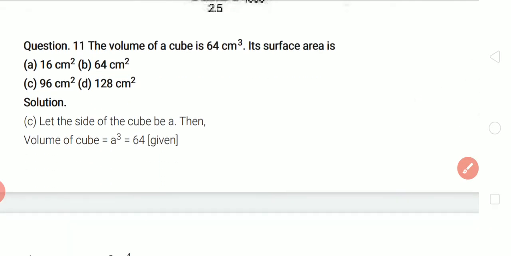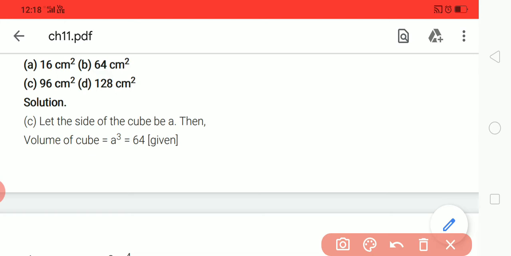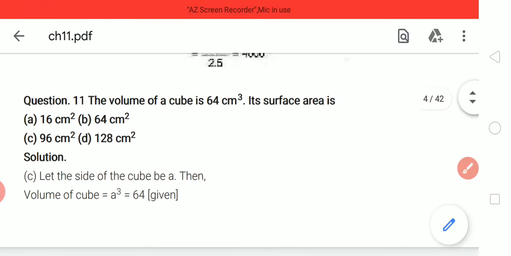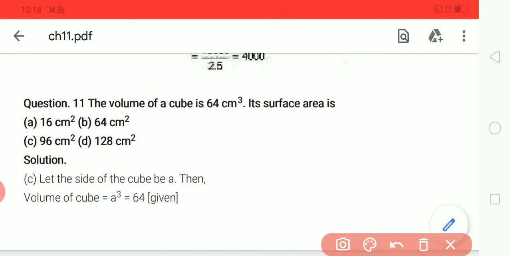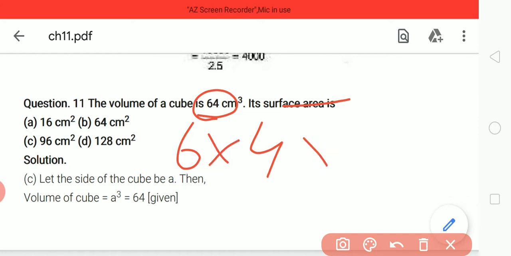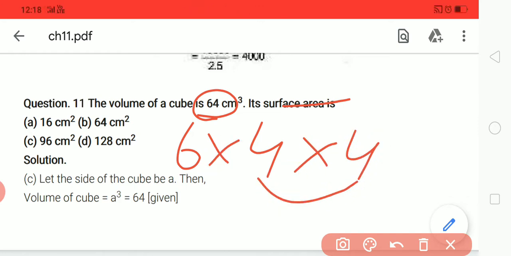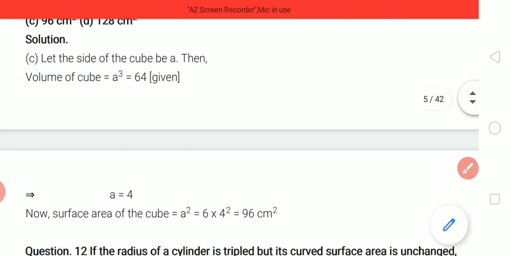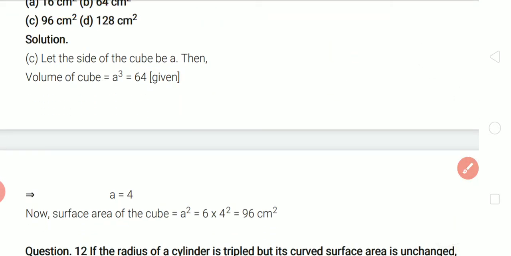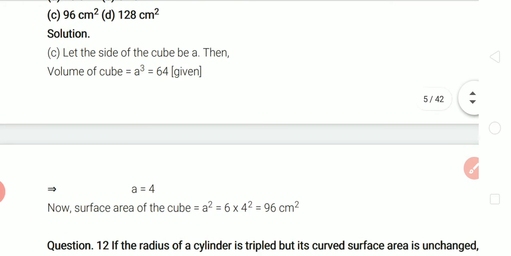The volume of the cube is 64 centimeter cube. What will be the surface area? Given that the volume is 64, the side of the cube will be 4, because 4 cube is 64. The surface area is 6 multiplied by side square, that is 4 4s are 16, 16 into 6 you can get 96, right? You can get the solution, option C.